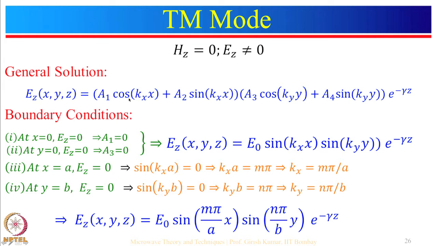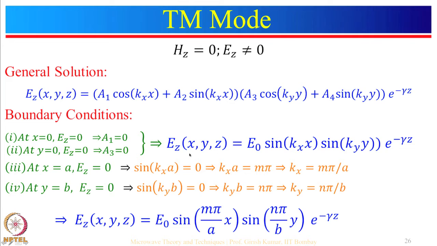Similarly, put y equal to 0 in this equation. Then we will get a3 cos 0 plus a4 sin 0, and from here we will get a3 is equal to 0. Now put the values of a1 and a3 in this equation. So Ez reduces to E0 sin kx into x into sin ky into y e raised to minus gamma z.